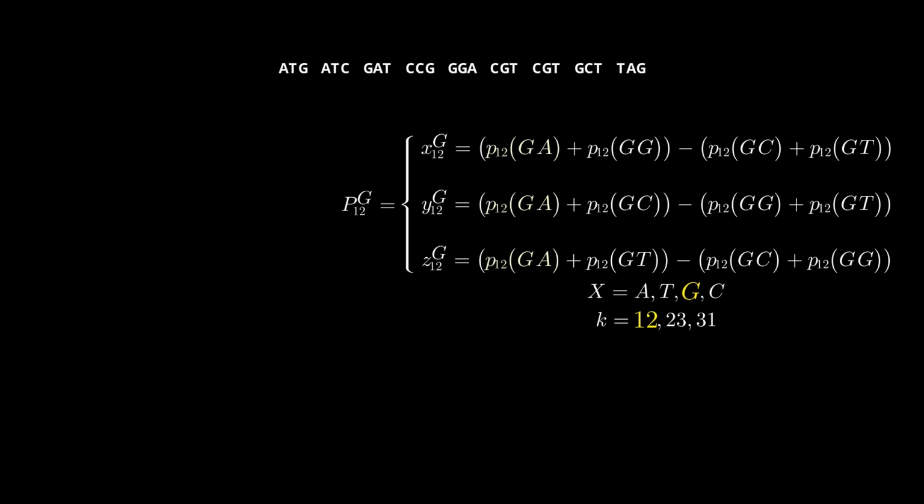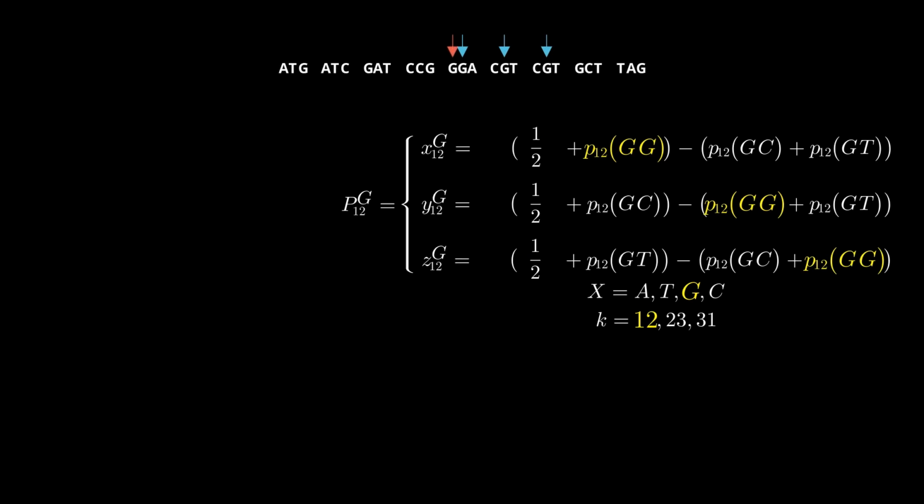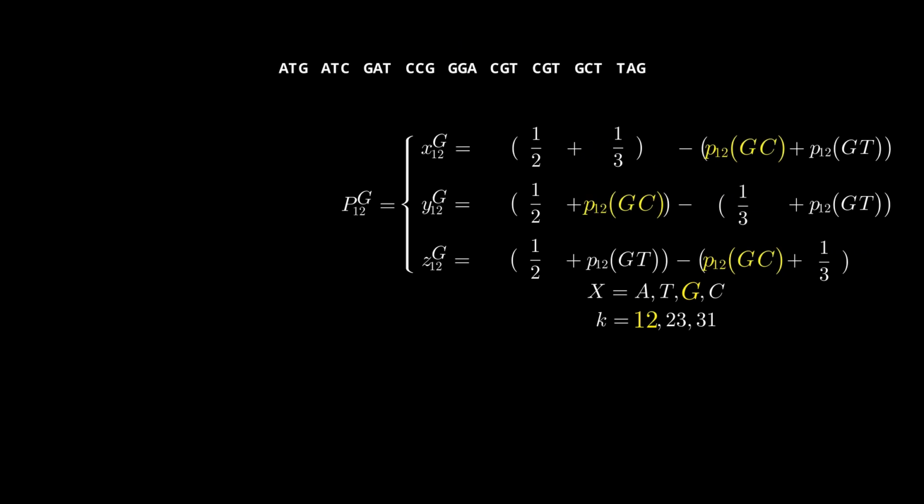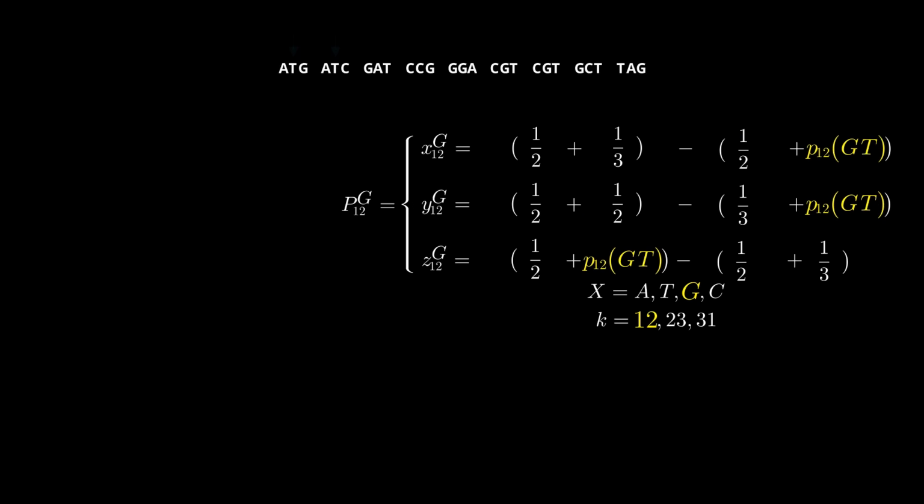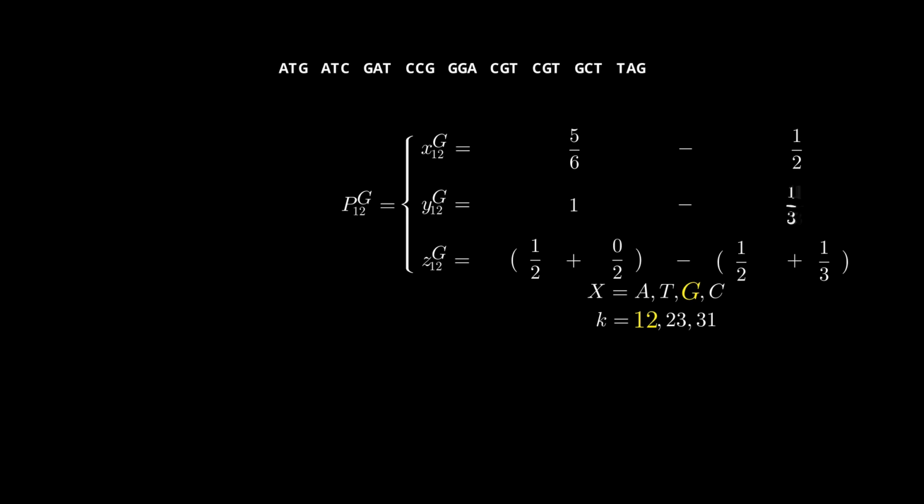The probability that G is in codon position 1 if A is in codon position 2 is 1 out of 2. The probability that G is in codon position 1 if G is in codon position 2 is 1 out of 3. The probability that G is in codon position 1 if C is in codon position 2 is 1 out of 2. The probability that G is in codon position 1 if T is in codon position 2 is 0 out of 2. Simplify and plot point P sub 1 2 super G.